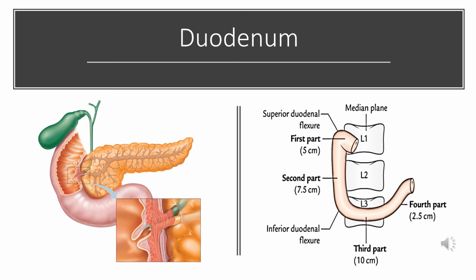An important point to note regarding the duodenum is that the common bile duct and the pancreatic duct unite to form the hepatopancreatic ampulla of Vater, which empties into the second or the descending part of the duodenum. At the opening, there is an elevation of the mucosa, which is called the major duodenal papilla.